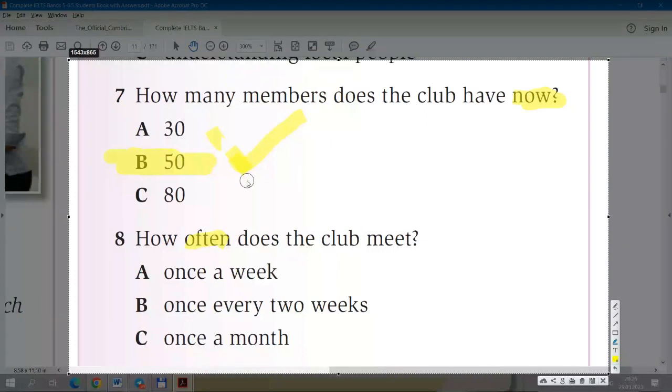And does the club hold regular meetings? Yes, every second Thursday evening, in fact.